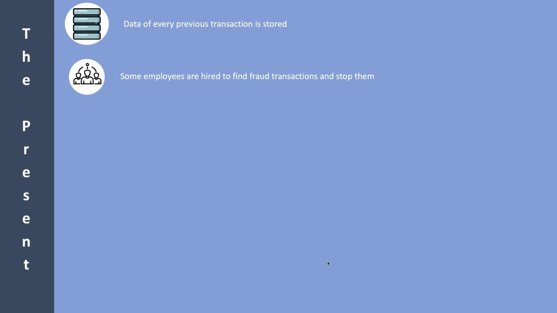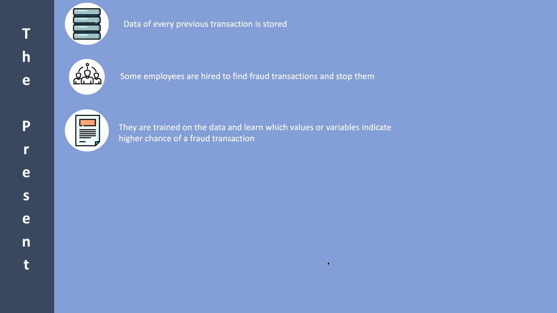Then, some employees are hired to detect fraud transactions and prevent them. These employees are trained on the data and learn what conditions indicate a transaction being a fraud. So, after studying, they learn to identify some signs which help them identify these fraud transactions as they are taking place.